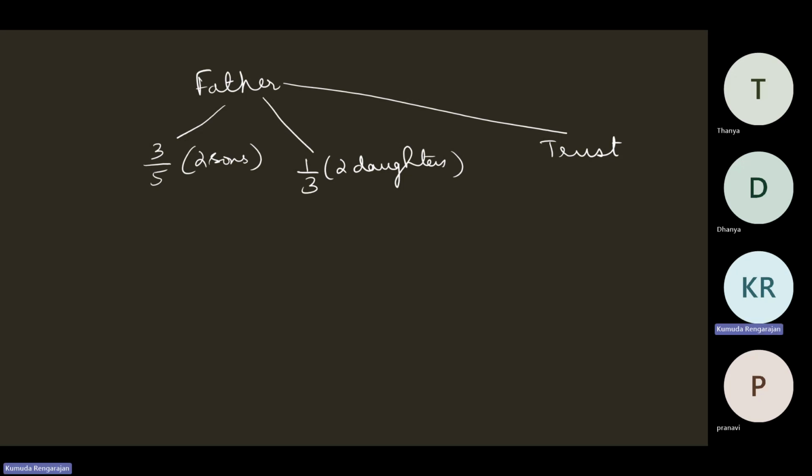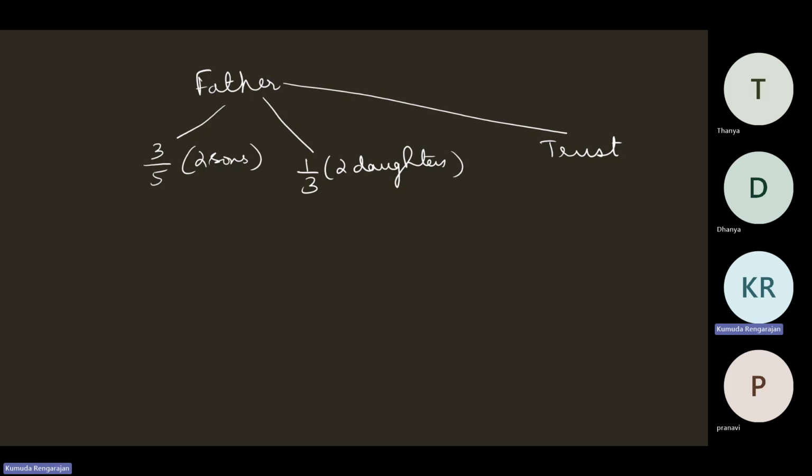It's a passage question from fractions and decimals. So this father distributes his property as follows. He gives 3/5 of the property to his two sons, and they will share it equally. 1/3 he gives to his two daughters. They will share it equally. And the rest of it is given to a charitable trust. Now your question is, how much does each son get?